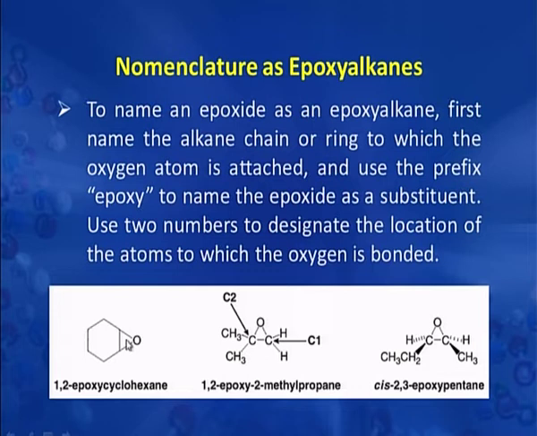In this particular case, this is a cyclohexane ring and positions 1 and 2 of cyclohexane are attached to oxygen. That is why the name given to the molecule is 1,2-epoxycyclohexane. We will now discuss the second nomenclature of these cyclic ethers as oxiranes.